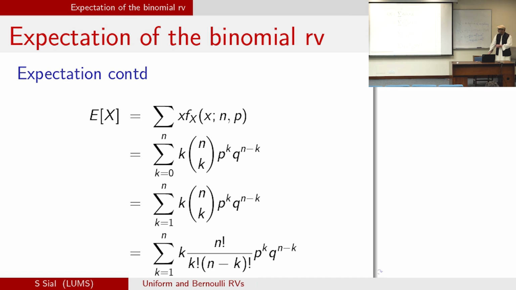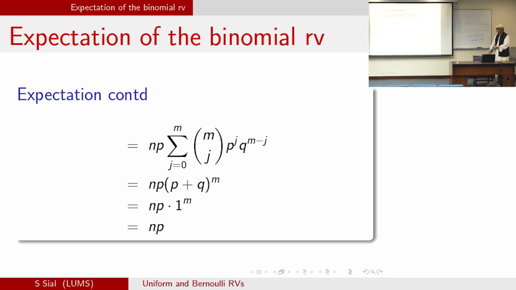Now, what's the PMF? The allowed values were k equals 0, 1, 2, up to n successes. So 0 to n, k. Now, what's the PMF for k successes? It's n choose k, p to the k, q to the n minus k. And then you go on for a bit, and you end with n times p.